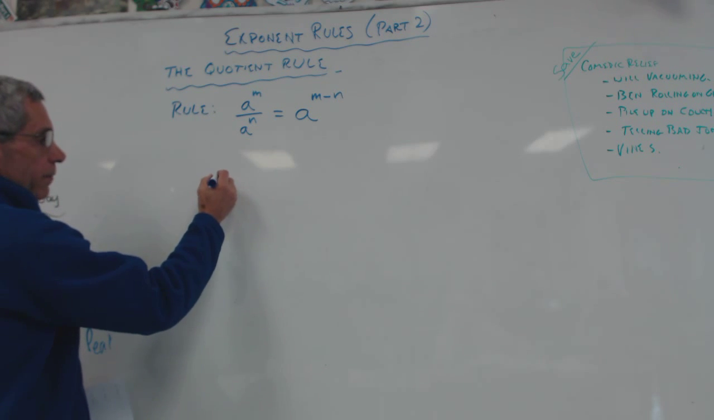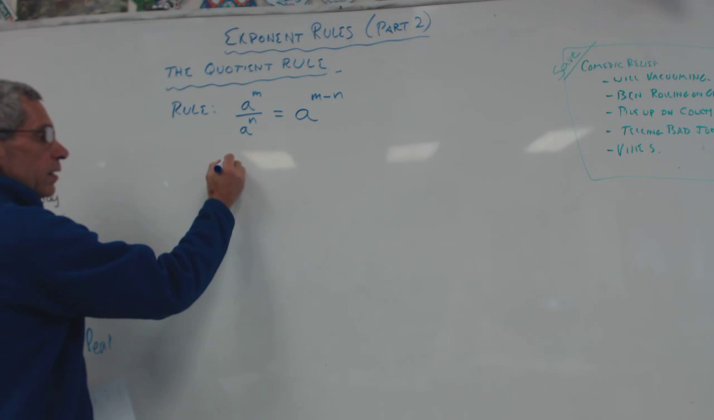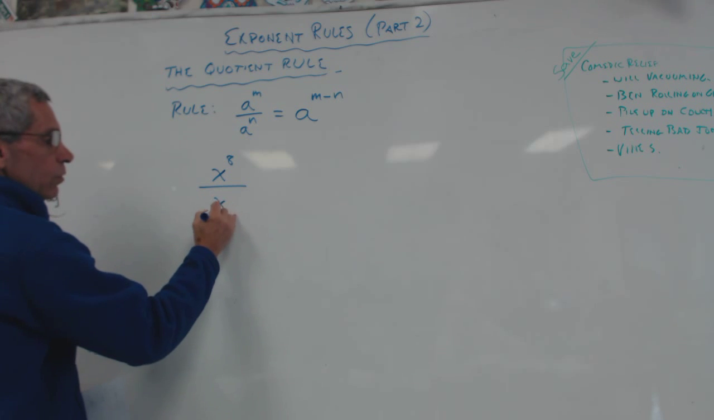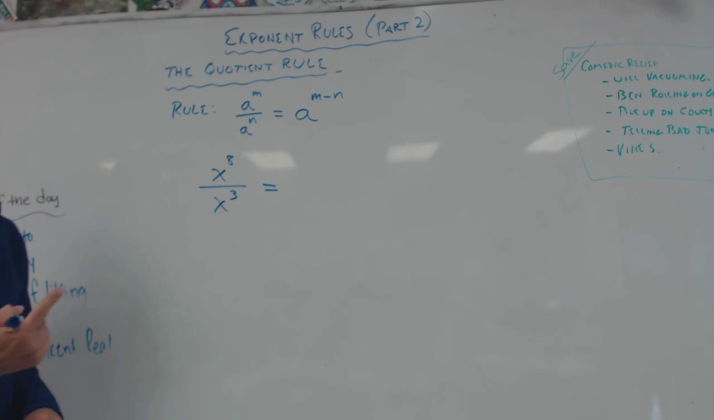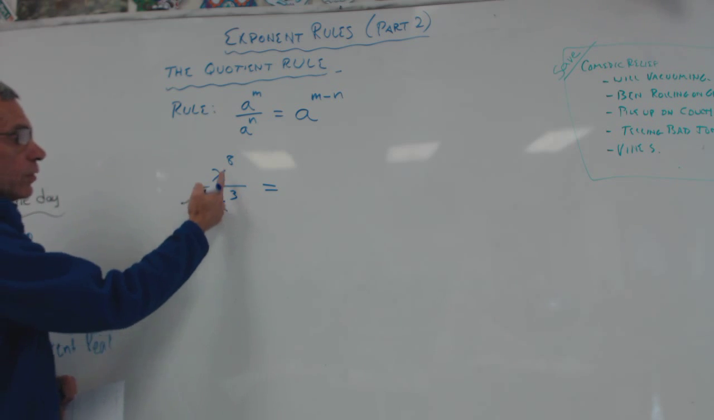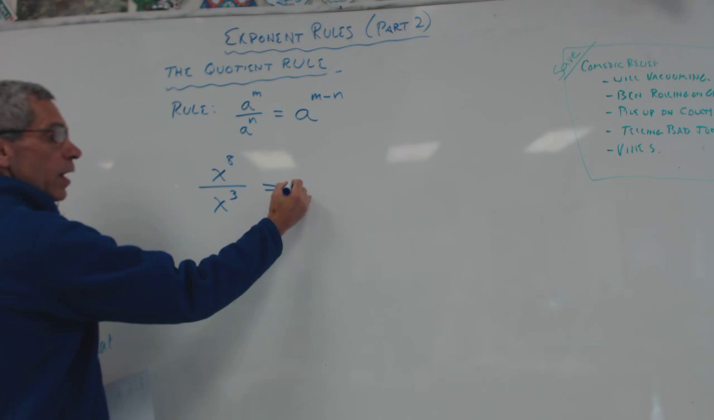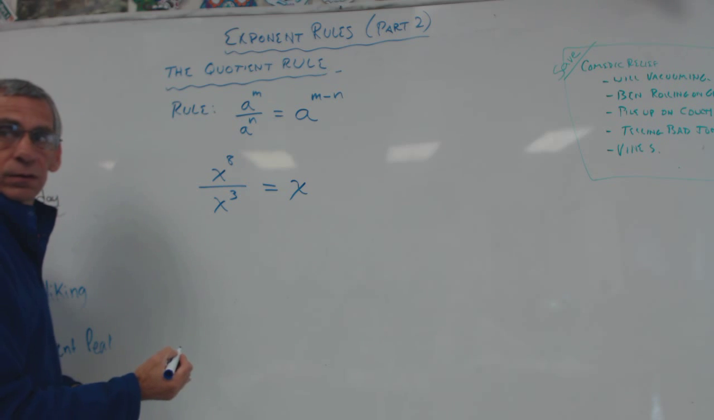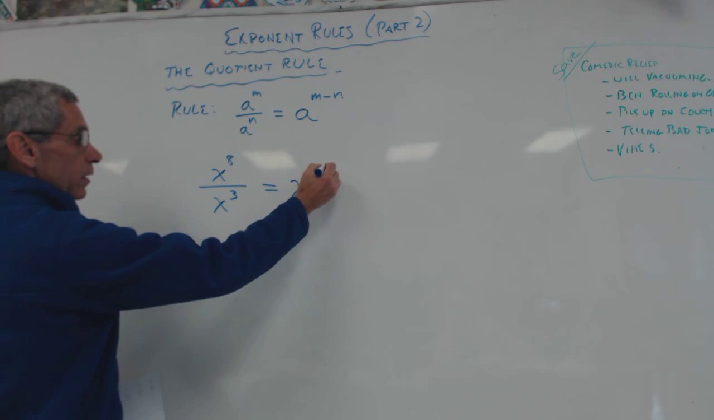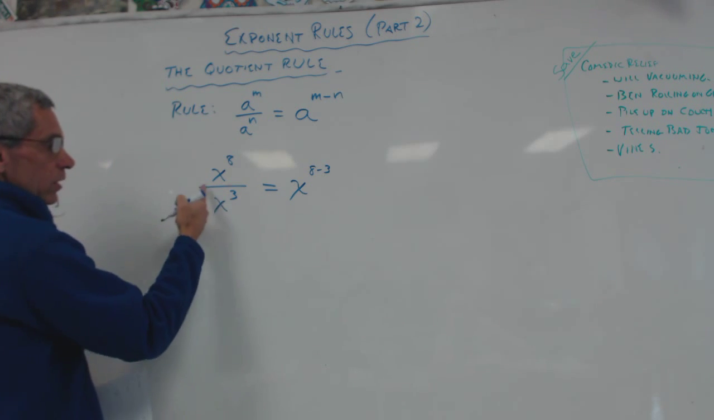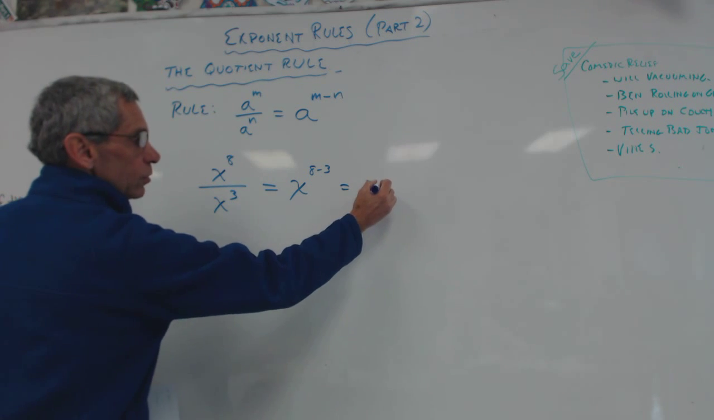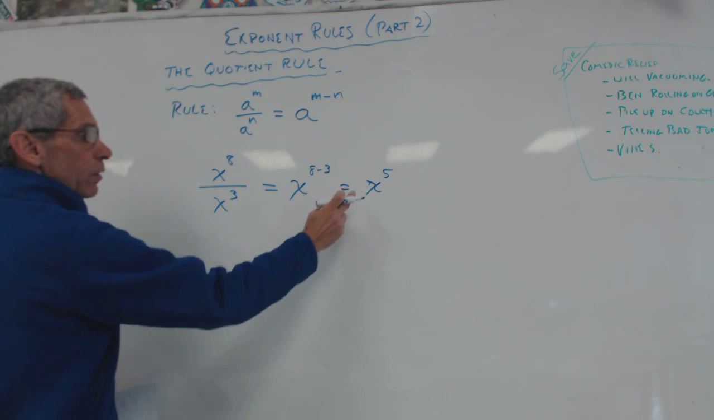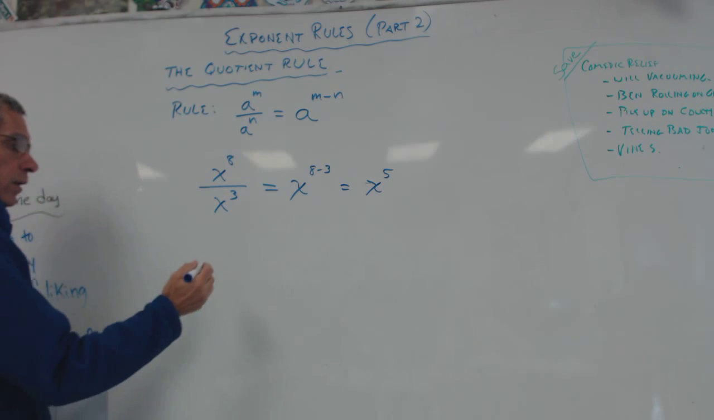Let's try x to the 8 over x to the 3. What would that be? Are they the same bases? Yeah. They're the same bases. Okay, therefore they have exponents. I write my base, and then I do my 8 minus 3. Think of this as a huge minus sign. 8 minus 3 equals x to the what? Fifth power. X to the 5th power. Right. All right, let's try another one.